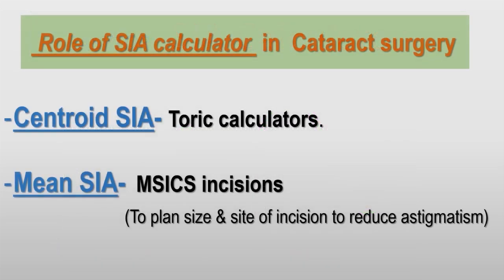As you know, SIA calculators are used to measure centroid SIA. The value of centroid SIA is used in toric calculators, and it is also used to calculate mean SIA of different types of MSICS incisions, which is useful to plan the size and the site of incision to reduce astigmatism.